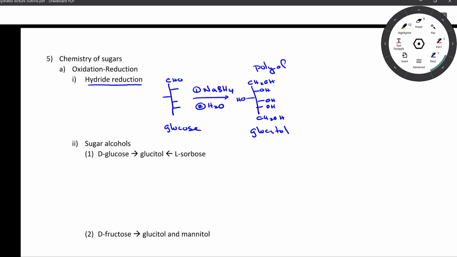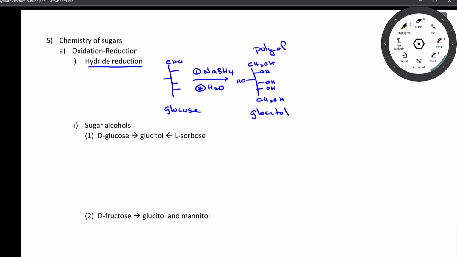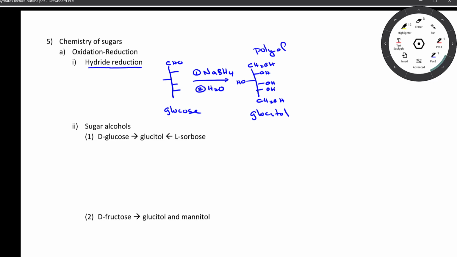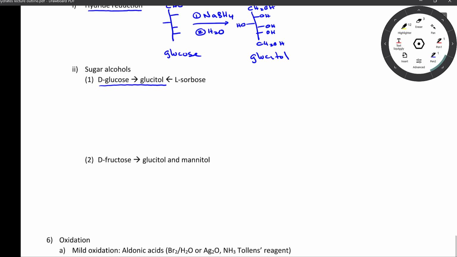Now, glucitol can come about several different ways. So what I've shown here is a hydride reduction. Glucose produces glucitol, but it turns out L-sorbose can also give us glucitol, and let's look at how that is real quick. L-sorbose can also give us glucitol, and it looks like this. So sorbose, L-sorbose would be, well, sorbose is this actually. Let's just do sorbose first.